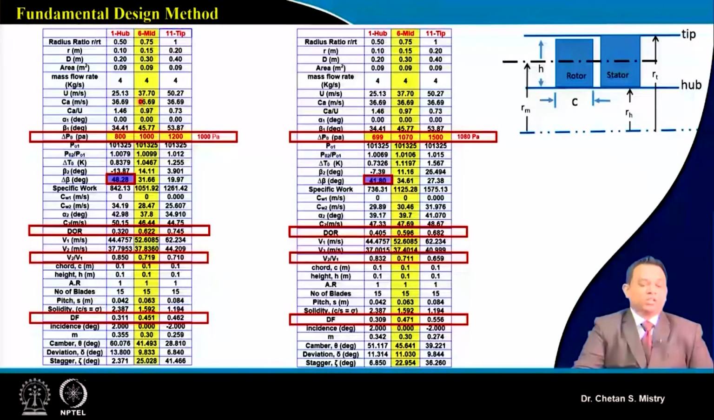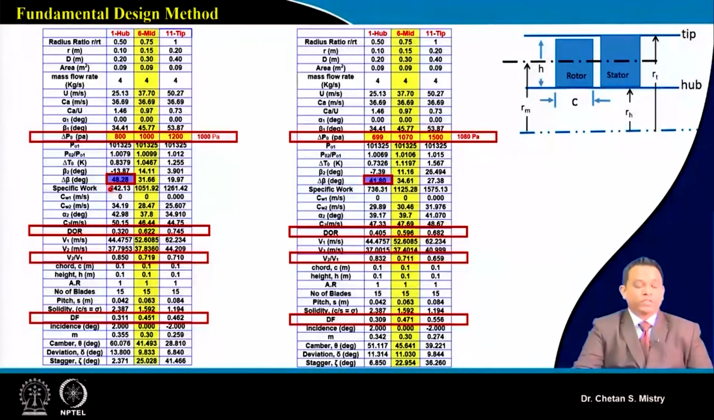So this is based on the assumptions we have made. At mid station we have a total pressure rise of 1000 Pascal. At hub station we have assumed that to be 800 Pascal, and near tip we have assumed that to be 1200 Pascal. And then as we have discussed, we need to look at the parameters and their variation.